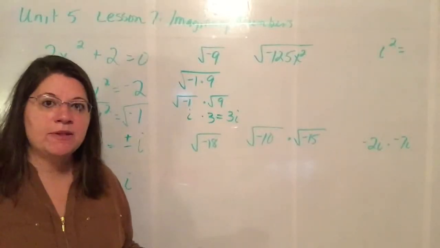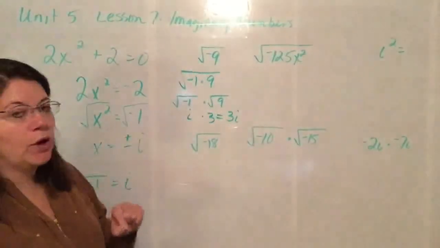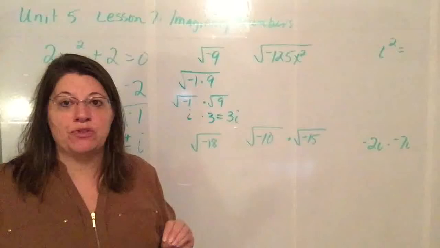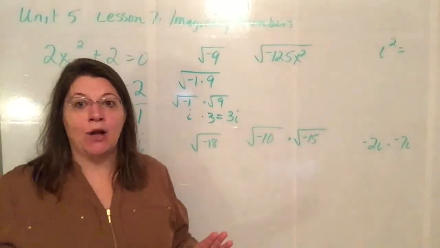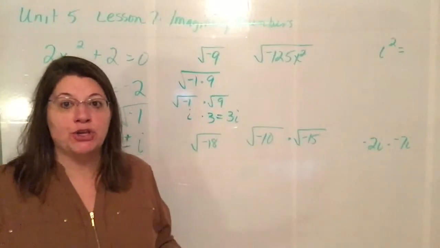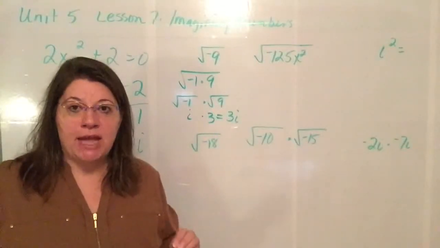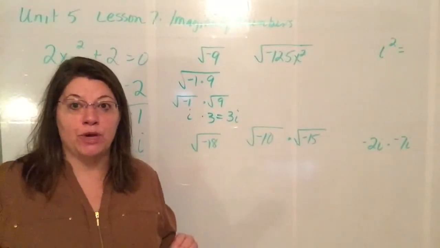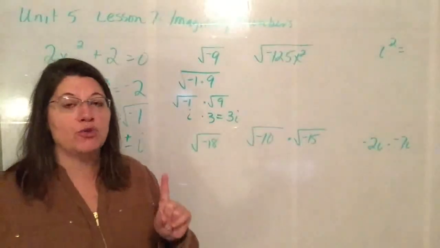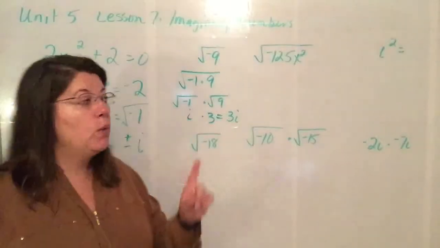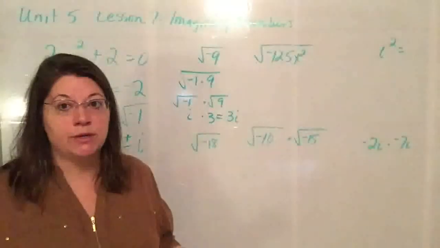The most common mistake that I see with square roots of negative numbers is students forget to take the i out first. You have to take the i out before you're allowed to do any operation on that imaginary number or that negative root number. So you have to take the i out before you do anything else. So that should be always your first thing that you're going to do when dealing with a negative root.